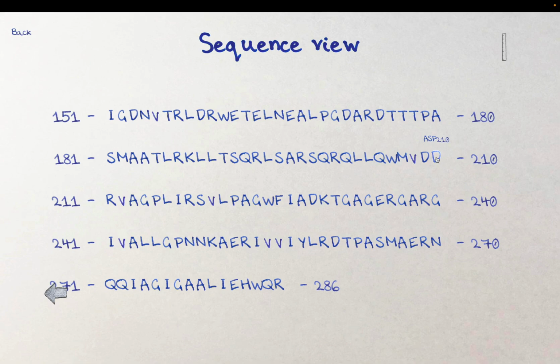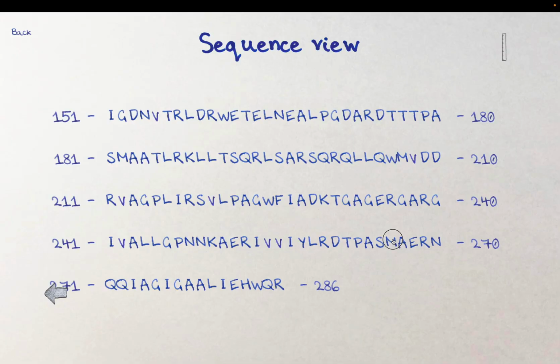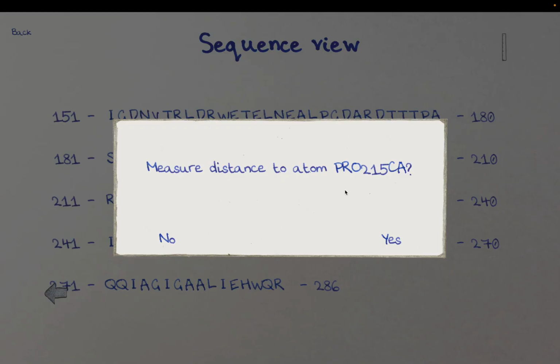If we click on aspartate 210, then we get a list of all of the atoms that have been found for this particular residue. I recommend usually, unless you have a very specific reason not to, choosing atoms from the main chain. The side chain can vary a lot from one structure to another and is therefore a little bit less reliable for reporting obvious changes in distance. So I usually go with the C alpha atom, which is the C alpha atom of the backbone. If we click this, it will ask you if you're sure that you want to measure a distance from this particular atom. So we click yes, and then we can go to proline, choose the C alpha atom here, and then also click yes.